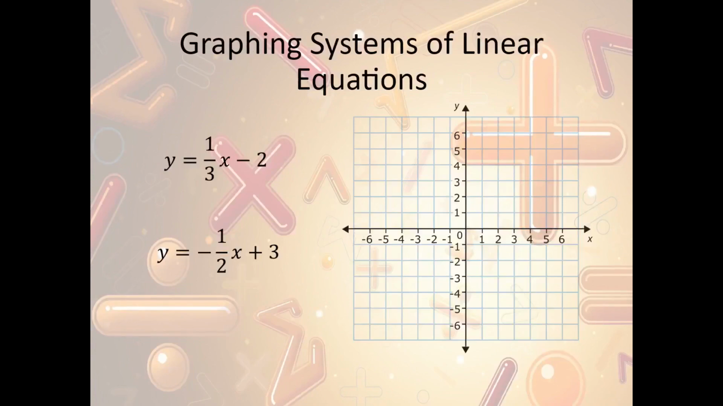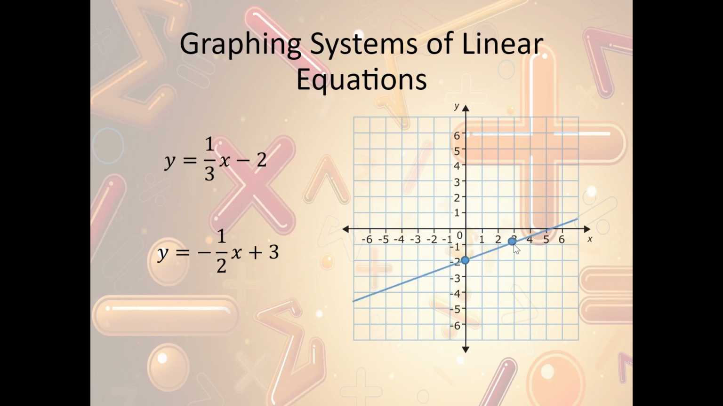Now let's take a look at how we can graph systems of linear equations. So all this really means is we're going to graph both of these lines at the same time. So on the first one, we'll go ahead and graph this. So we're going to plot our y-intercept, which is negative 2. So we're going to go down 2 and plot our point. And the slope is 1/3. So we're going to go up 1 to the right 3, plot our point, and connect the dots.